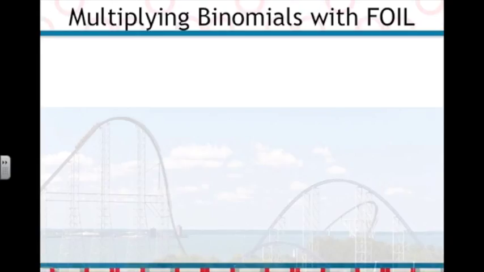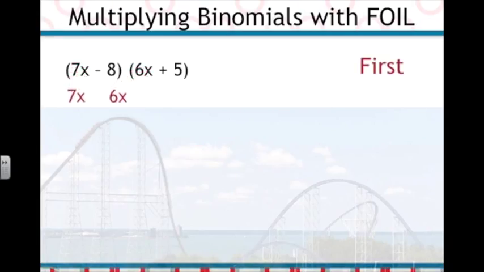Since multiplying binomials is such an important concept, let's try another one. The quantity 7x minus 8 times the quantity 6x plus 5. First, we need to multiply the first terms, 7x and 6x, to get 42x squared.